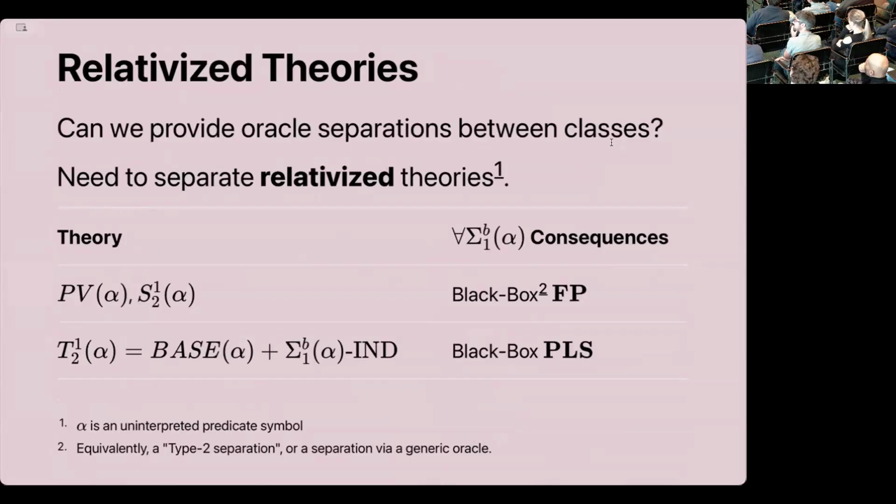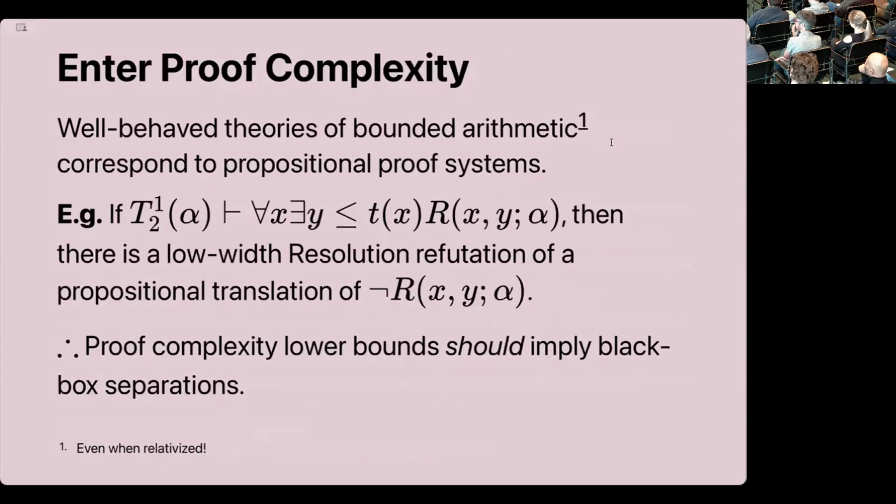I'm continually saying black box, but if you read the literature, there's this other notion of type 2 complexity. When I'm saying black box, this is just the non-uniform analog. Don't worry too much about the distinction. It's just whether or not you think of the oracles as being provided to you uniformly or not. Okay. Well, now that we're trying to separate relativized theories, we can start bringing in proof complexity.